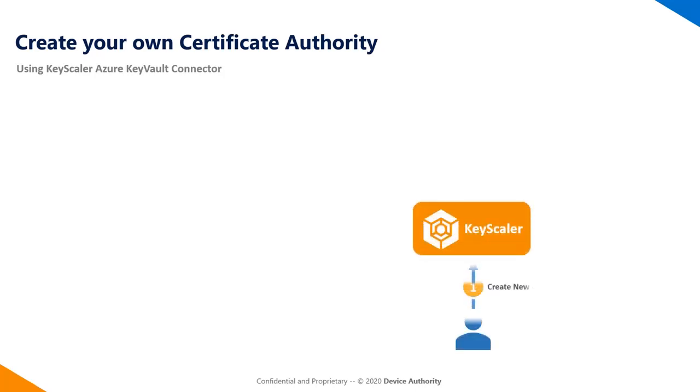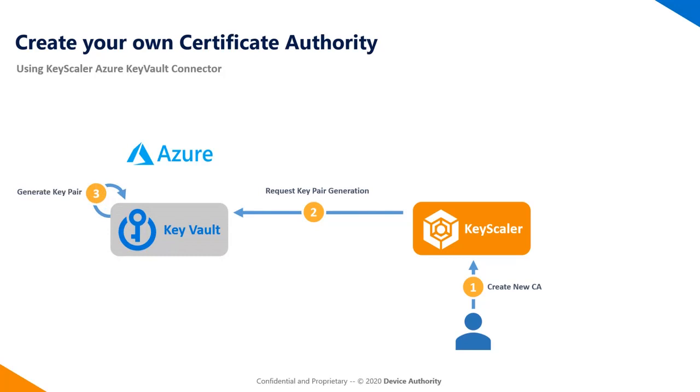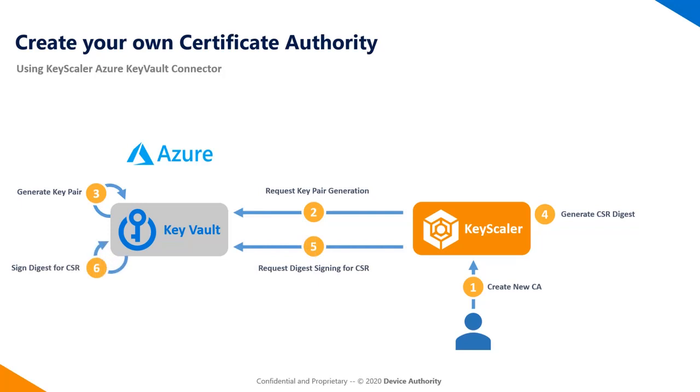From the Keyscaler control panel, the administrator logs in and creates a new intermediate CA, selecting the Key Vault option. Keyscaler sends a request using the EPIC connector to Azure Key Vault to generate a key pair. Azure Key Vault generates a key pair and returns a success message back to Keyscaler. Next, Keyscaler generates a CSR digest. This is sent to Key Vault to get signed. Key Vault signs the digest with the stored private key and returns it to Keyscaler.